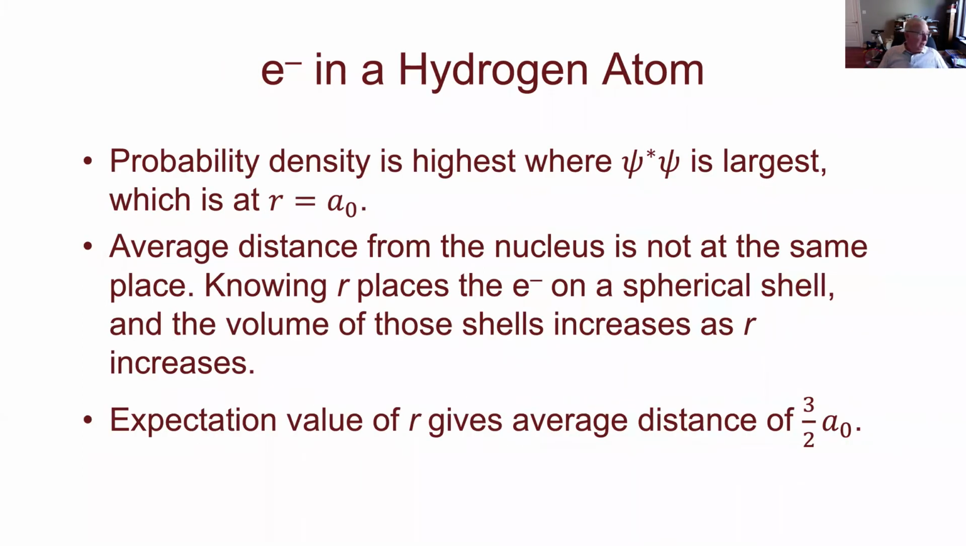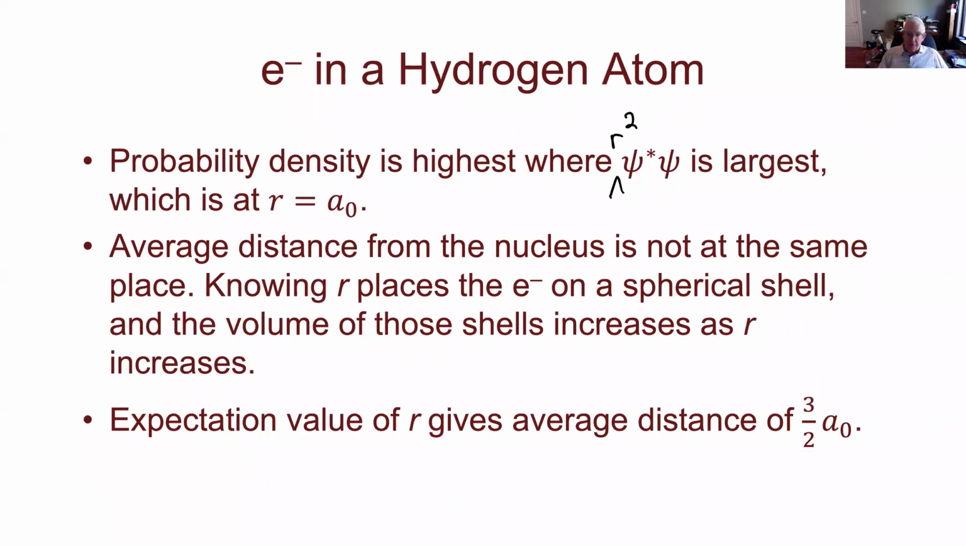Okay, so the probability density is highest where psi star psi, it should really say that I should really have the r squared piece in there because otherwise it doesn't quite work that way. And that happens at r equals A0, okay? The average distance from the nucleus, if I was to find the expectation value for the distance from the nucleus, that's not really going to be the same.